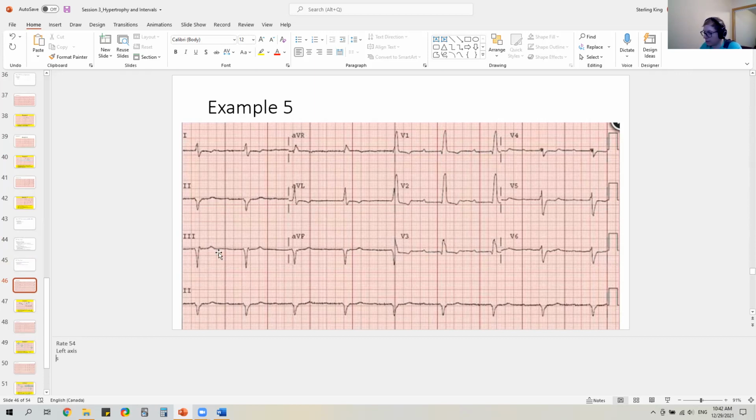It looks like it's a sinus rhythm, bradycardia. For intervals, this PR is definitely long. That is really long. So long PR. QRS looks wide.